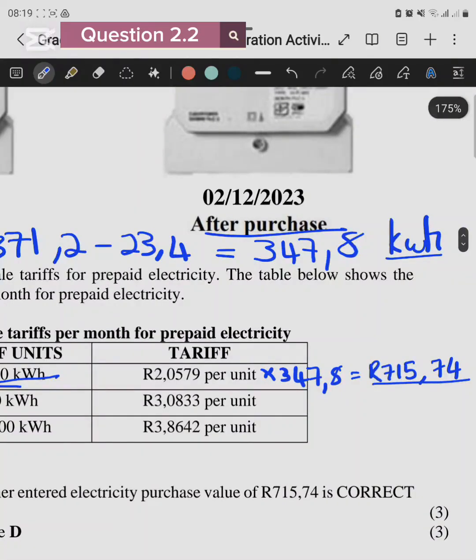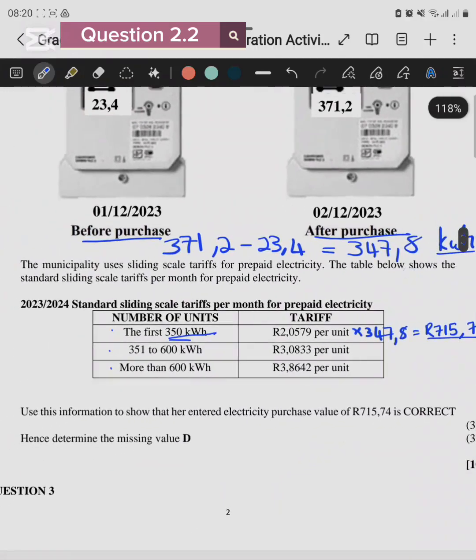And you can see here, they actually wanted us to show that it is correct. So notice there's a difference in the wording of the question, which changes what you need to do. This question specifically says use the information to show that her entered value is correct. That becomes important because it means we're not actually verifying or checking it. We know that's the value. We just need to show how they got it. So if you don't get to that value, you need to reevaluate and see what you've done, because you should get to that correct value.